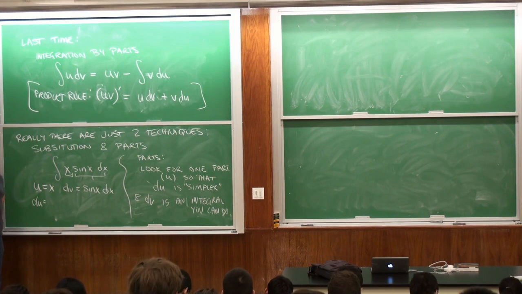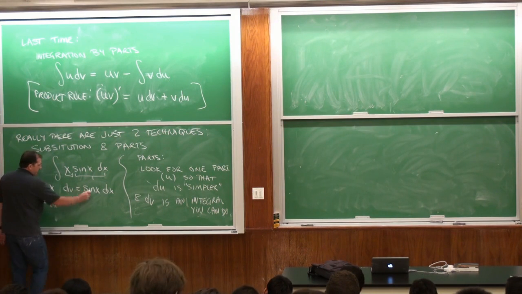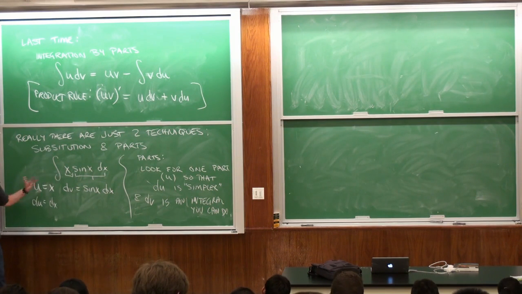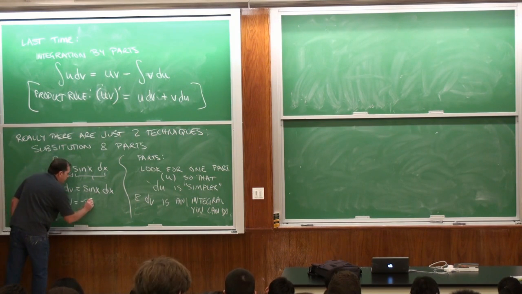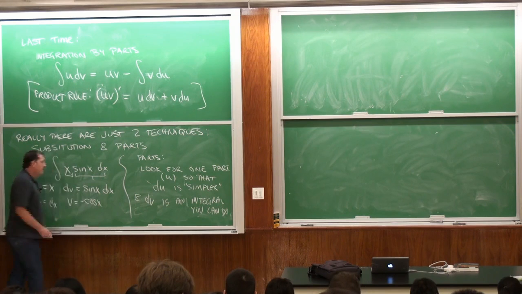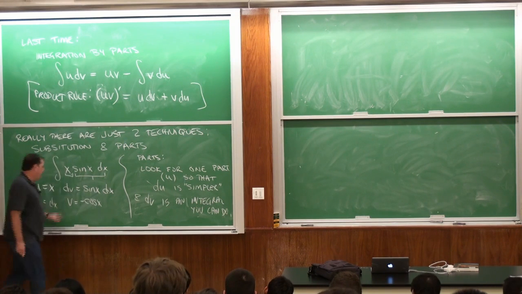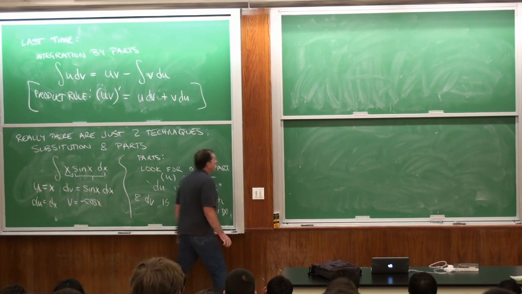So I'm hearing a few people say 1. It's not 1, it's 1 dx. So it's just dx. And then v, if dv is the sine, then the integral of the sine is the cosine, except it's negative. So v is negative cosine. There's a plus c, but I don't care about it at this point.